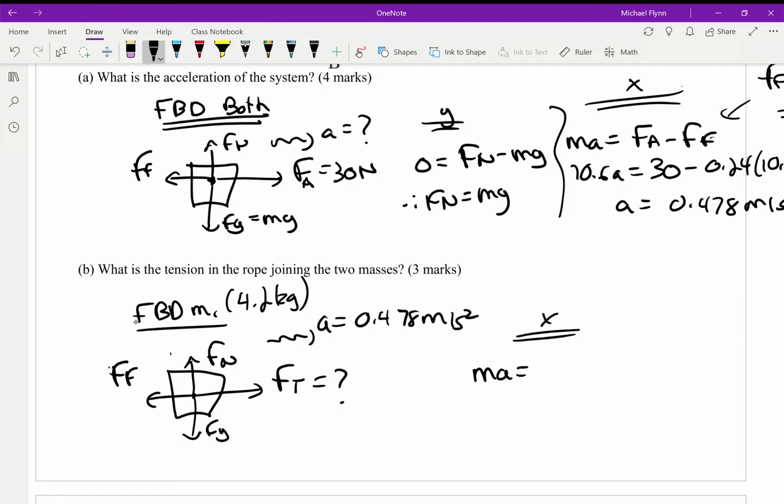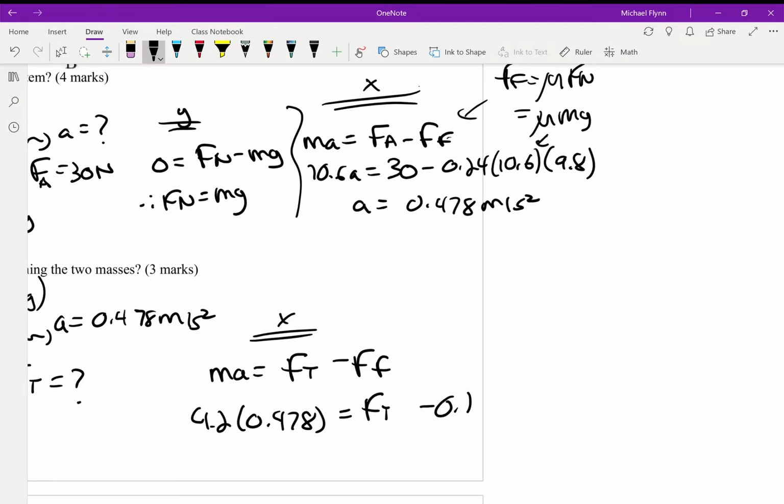Ma is equal to Ft minus the force of friction. So I'm going to get 4.2 times 0.478 as my acceleration equals the force of tension minus 0.24 times 10.6 times 9.8. Oh, not 10.6, pardon me. 4.2, because it's only M1. All right then.